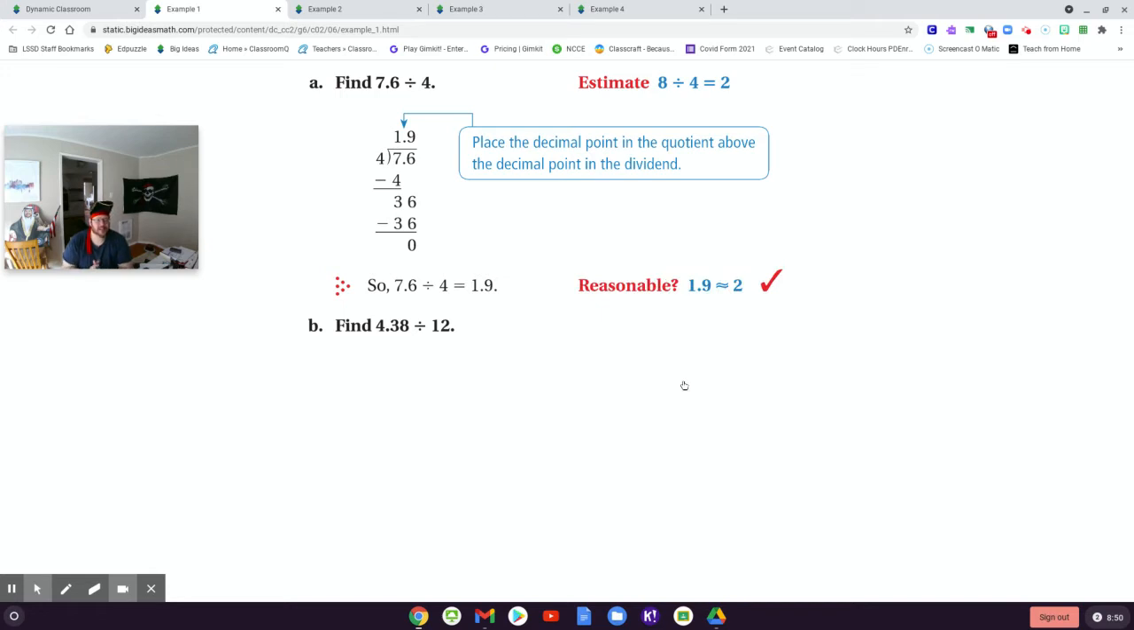That's reasonable. Okay, so for B here, I want you to get some scratch paper or a whiteboard and try this on your own. So go ahead and do 4.38 divided by 12. Good luck. And we'll go through it.